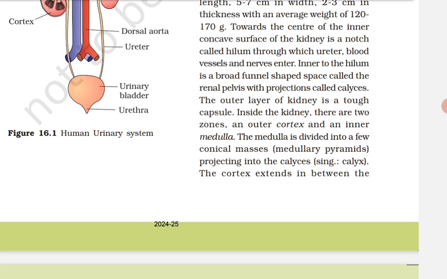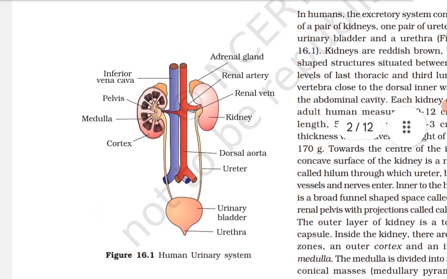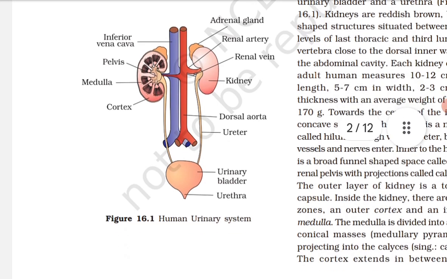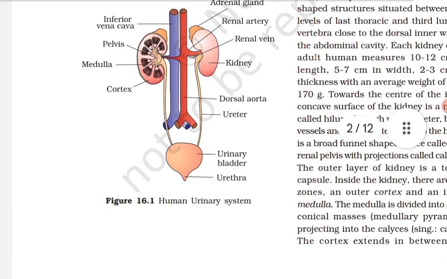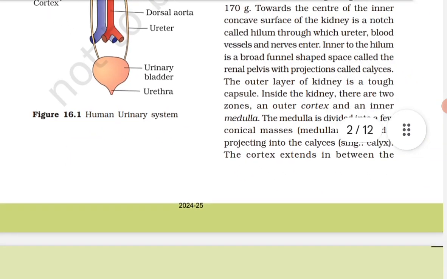The outer layer of the kidney is a tough capsule. Inside the kidney there are two zones, an outer cortex and an inner medulla. The medulla is divided into a few conical masses, the medullary pyramids, projecting into the calyces, singular calyx. The cortex extends in between the medullary pyramids as a renal column called the column of Bertini.